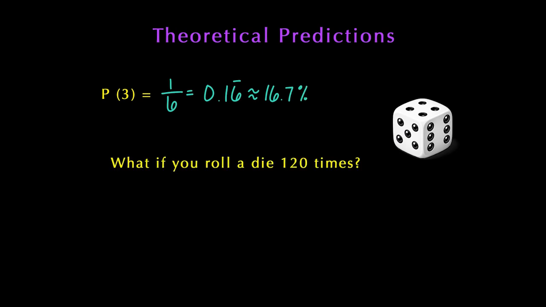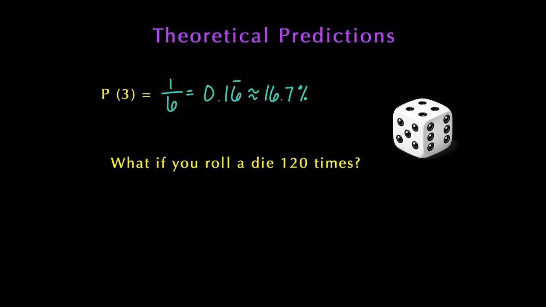Now let's look at if we're going to roll a die. The probability of rolling a 3: I know my sample space is 1 through 6, so that would be 1 out of 6 possible numbers on the die. Then I can make that into a decimal, 0.16 repeating, which gives me approximately 16.7%. What if you roll a die 120 times?